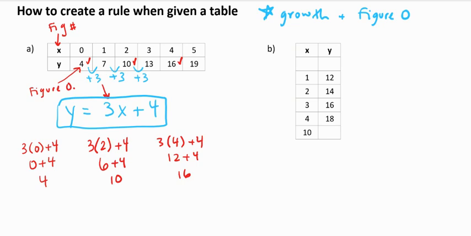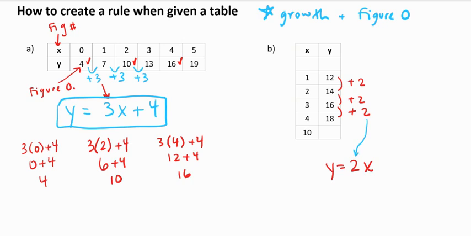Okay, same thing for b. So let me start by finding the growth. So, okay, the points are going in order. So 1, 2, 3, 4. And it looks like on the y, we're adding 2, plus 2, plus 2. Okay, so I know that for my rule, it'll be y equals 2x, because again, the growth is what goes in front of the x.